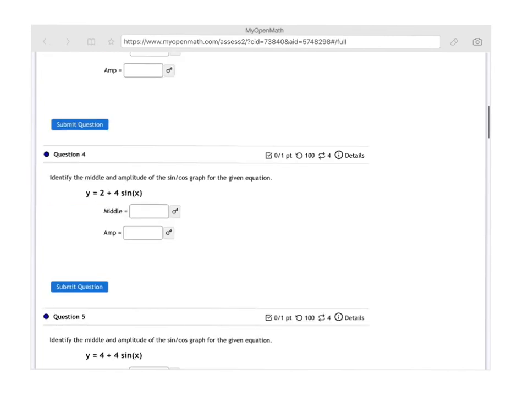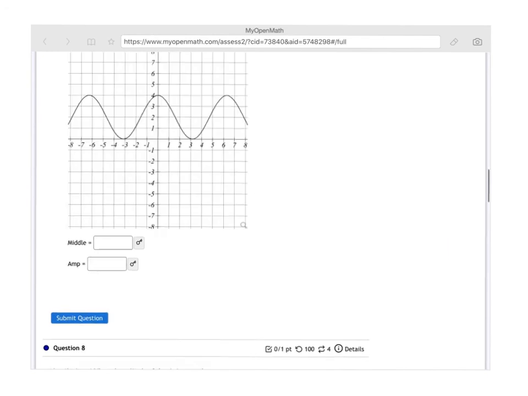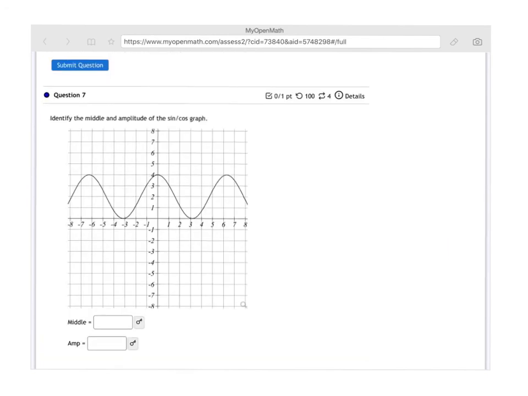Now we're also going to do this using a graph. If we take a look at this graph, the first thing we want to do is find the middle of the graph. I'm just going to draw a line right here that goes through the middle. I know it's the middle because the max goes up 2 units and the minimum goes down 2 units, so it's right in the middle. My middle is at 2. In this case, my amplitude is also 2, because I moved 2 units from the middle up and 2 units from the middle down.